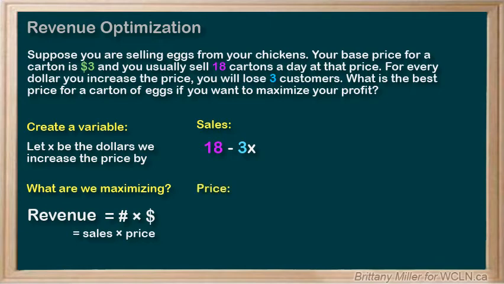And how much does 1 carton of eggs cost? If we don't change the price, it's $3. But we'll be changing the price by X dollars. So price will equal 3 plus X. So we put it together, and that means that revenue equals (18 minus 3X) times (3 plus X).